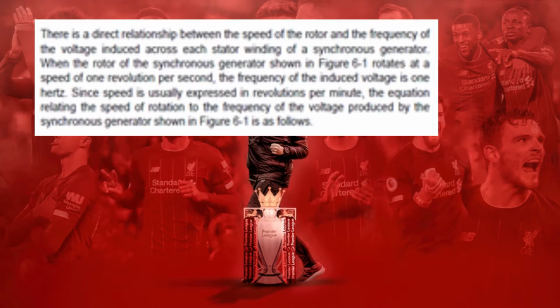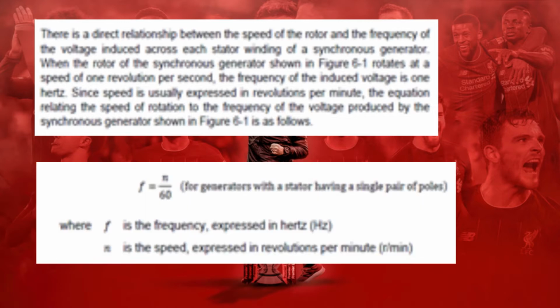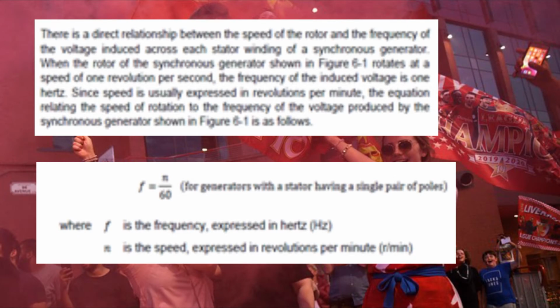There is a direct relationship between the speed of the rotor and the frequency of the voltage induced across each stator winding of a synchronous generator. The formula is F equal to N over 60. Since speed is usually expressed in revolutions per minute, this is the equation relating the speed of rotation to the frequency of the voltage produced by a synchronous generator.